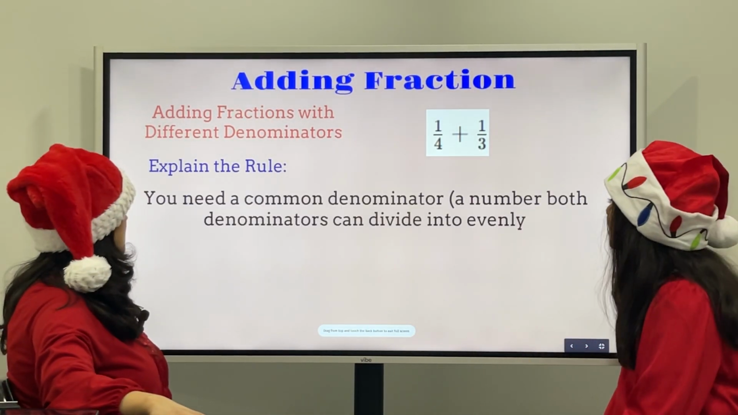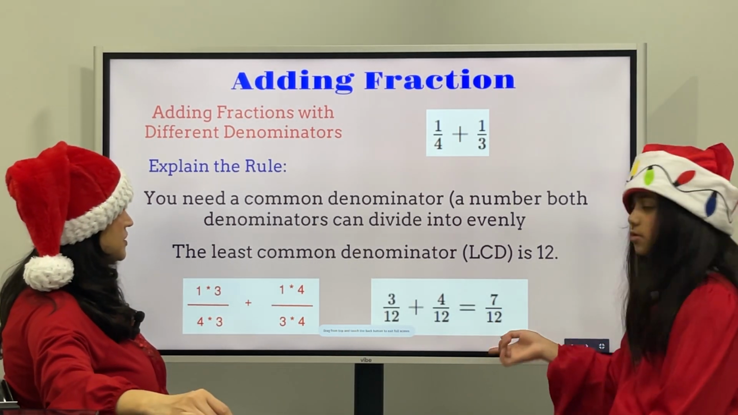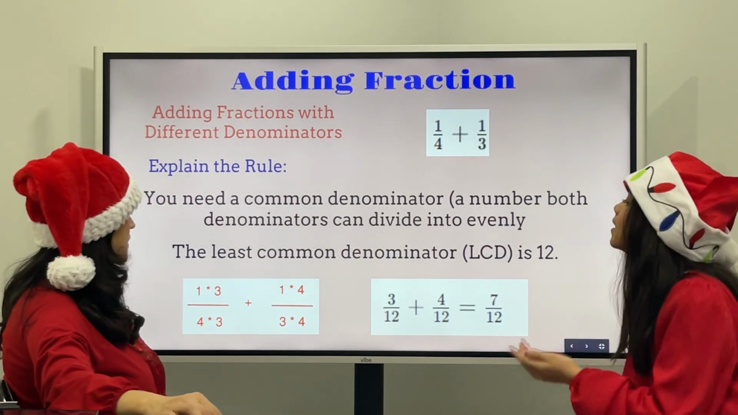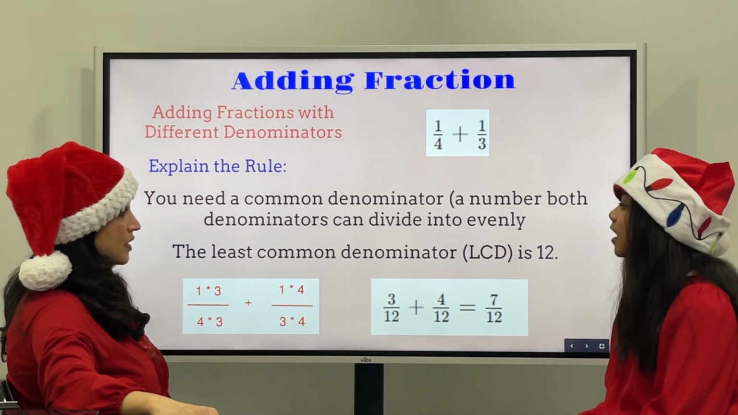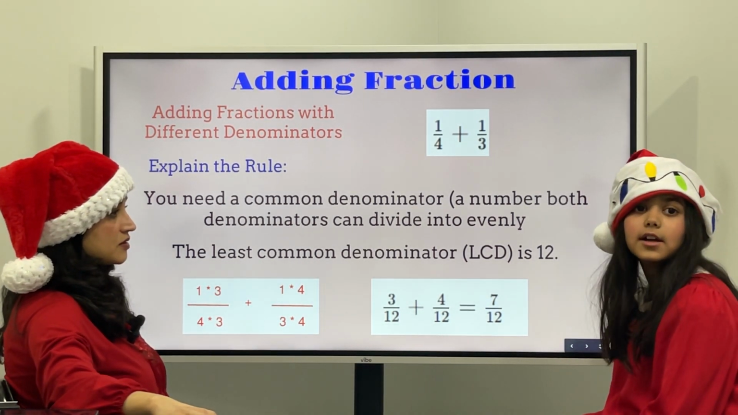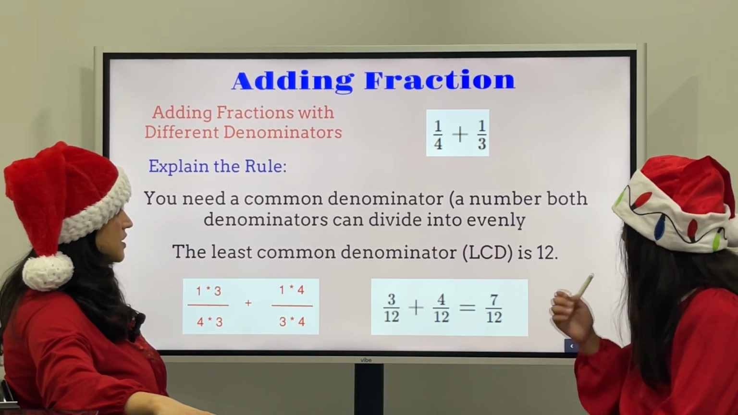I already explained the rule. You need a common denominator, a number both denominators can divide into evenly. The least common denominator is 12. And by the way, least common denominator stands for LCD. So you're right, Lena. What you did is good.